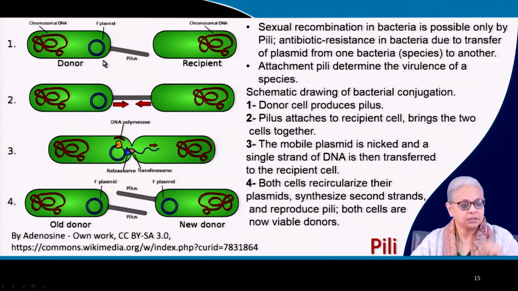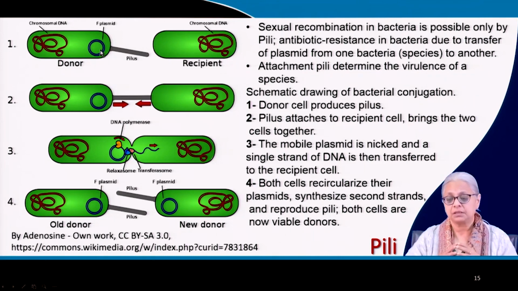So in this particular case, we have a donor cell. It has the initial chromosomal DNA and a certain plasmid called the F plasmid. It may be any type of plasmid. I'll come to why that is so important. Now, this plasmid is considered to provide antibiotic resistance to this particular bacteria.